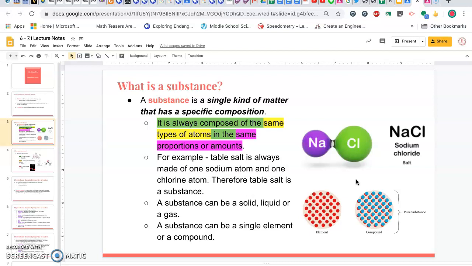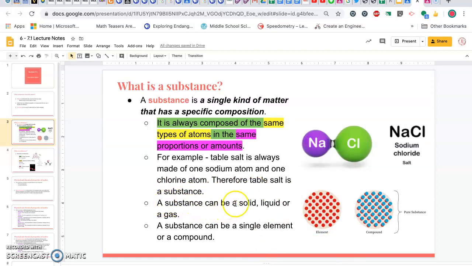to one chlorine atom. So therefore, table salt is an example of a substance, a pure substance, because it's always made the same way. It always has the same type of atoms, and they are always in the same proportion, 1 to 1. Down here, I specify further.